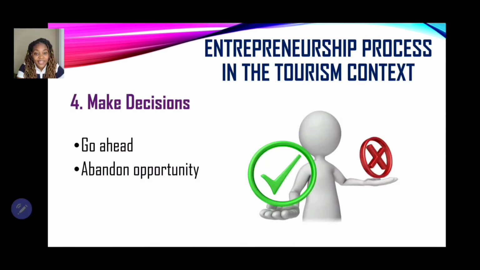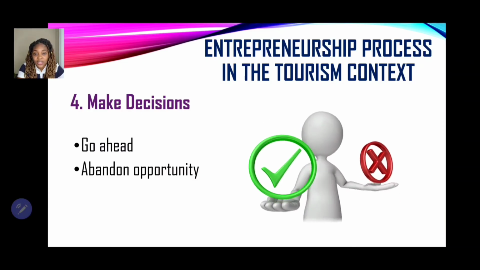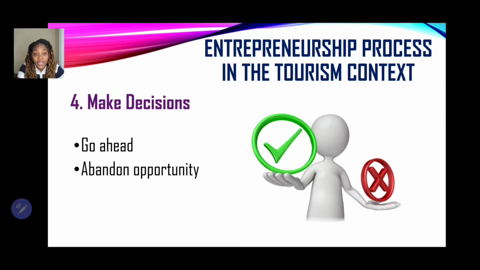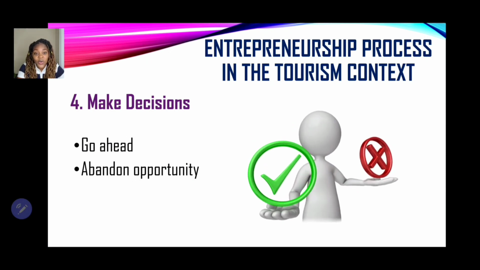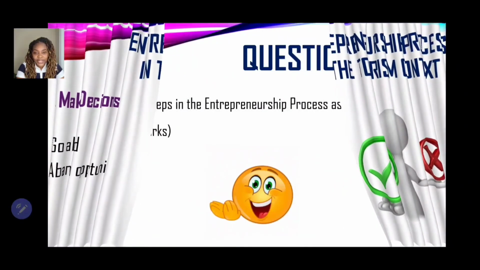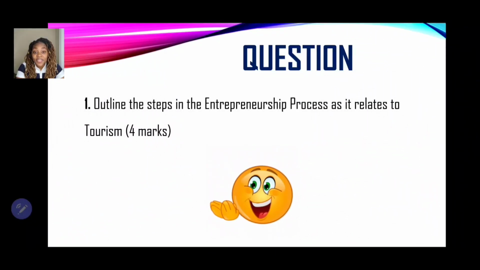The final step, which is step 4, is make decision. So when we're making a decision, either we're going to go ahead with the business opportunity or we abandon the opportunity. Now we're at our question. So what you're going to do is to outline the steps in the entrepreneurship process as it relates to tourism.